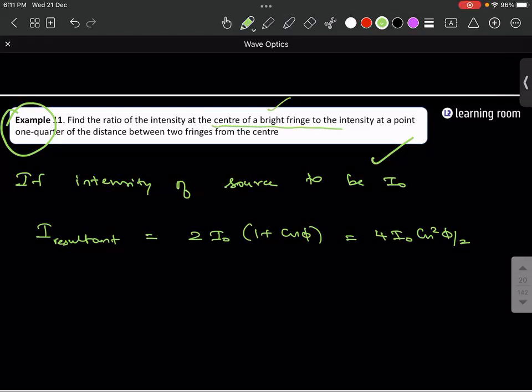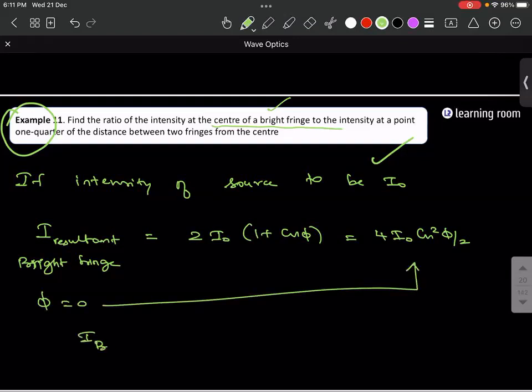Now my question is very simple. For the bright fringe to be formed, what should be the phase difference between both the waves? For a bright fringe, the phase difference should be 0. So if I substitute the 0 value here, the intensity of the bright fringe is 4 I naught into cos square 0 by 2, that is 4 I naught only. Am I right? Yes, sir.